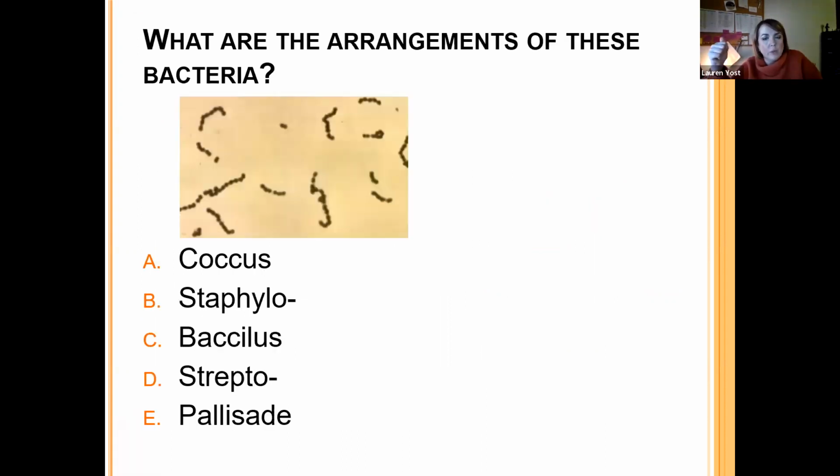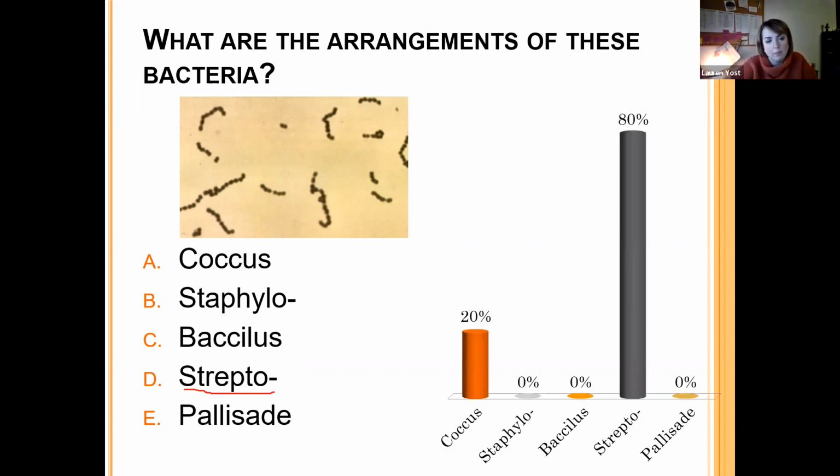So what are the arrangements of the bacteria pictured here? We have some cocci, but that's not the arrangement, that's the cell shape. Be very clear about cocci, bacilli, spirillum, spirochetes, that's the shape of the cell. The arrangement is talking about staphylo or strepto or palisade, right? So this looks to me like strepto. So I would go with D, that's strepto, chains.